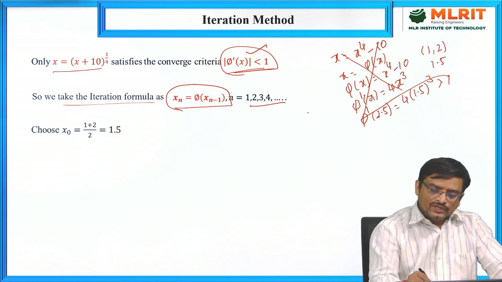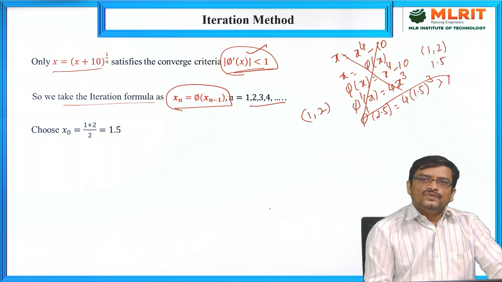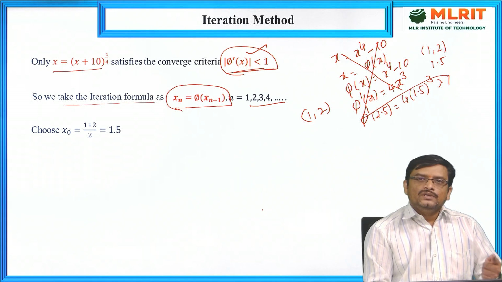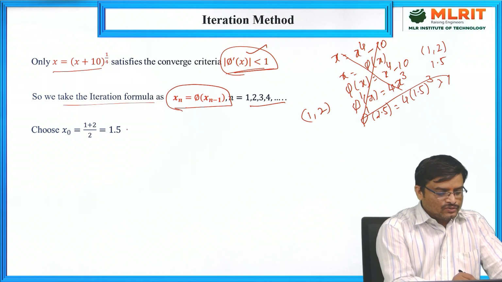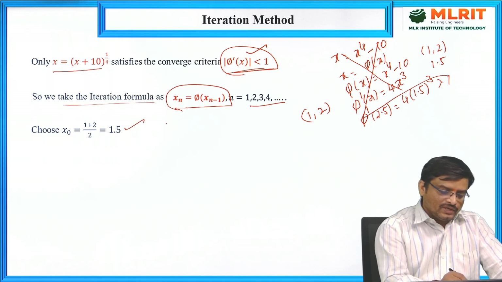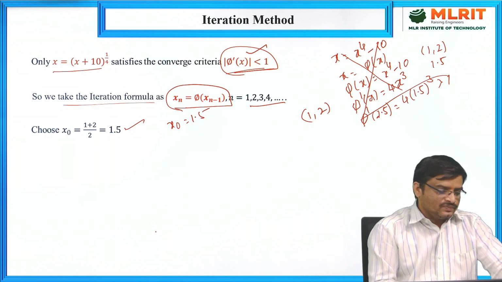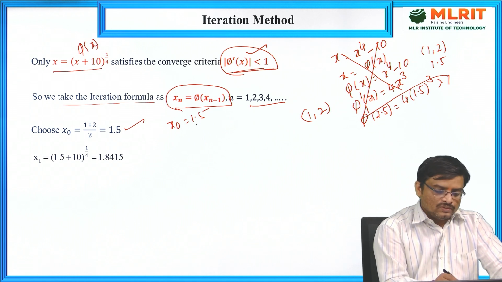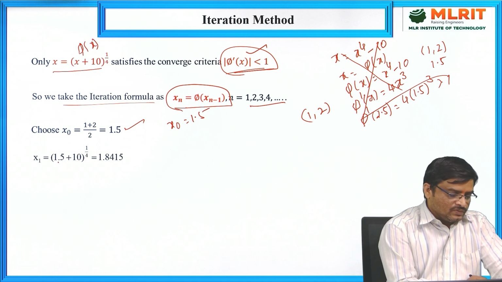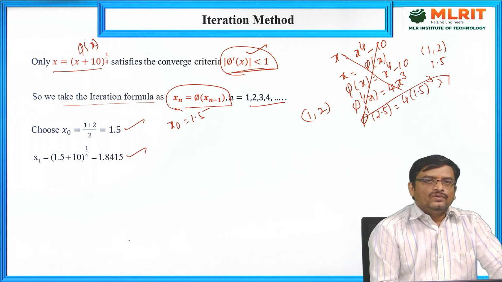So we got the two real numbers 1, 2. Whenever we get two real numbers, if you want to get only one initial approximation, then you take the average of these two. So x0 is equal to (1 plus 2) by 2, we will get 1.5. You consider this x0 is equal to 1.5, and then substitute that 1.5 in the function phi of x. So this is our phi of x here. Put x is equal to x0, that is 1.5. So (1.5 plus 10) whole to the power of 1 by 4, we get 1.8415.